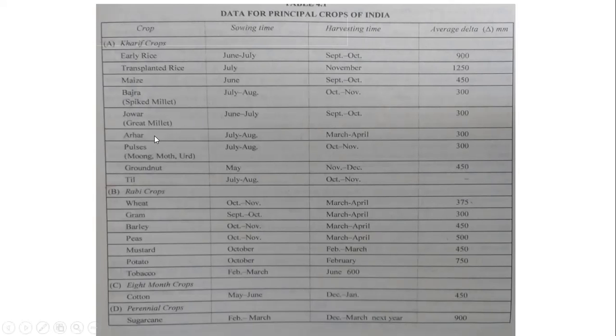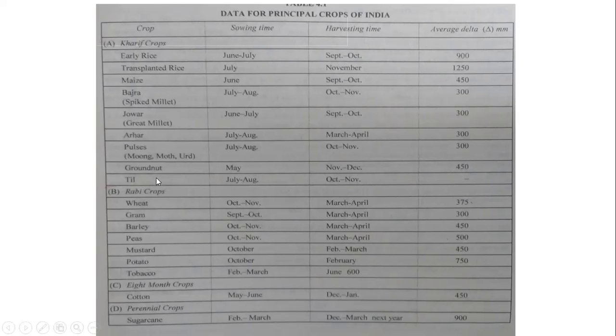Okay, then arhar is there, pulses are there, that is moong, moth, urad is there, then groundnut, then sesame is there. Groundnut means शेंगा आपण म्हणतो त्यांना, भुईमूग म्हणतो. त्याचबरोबर मटकी असते, चवळी असते. Those crops are generally sown in the month of June to July, and they are harvested in the month of September to October, isn't it?